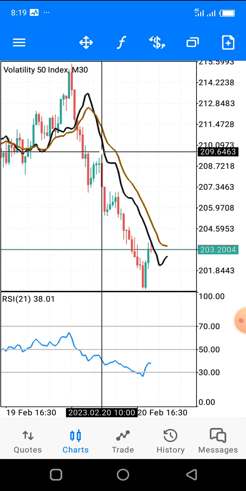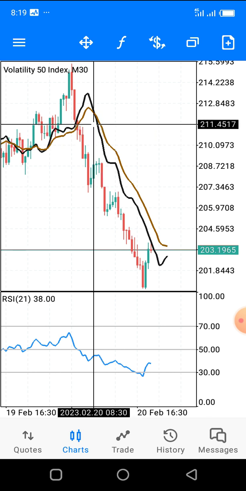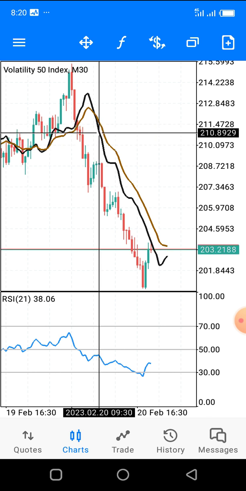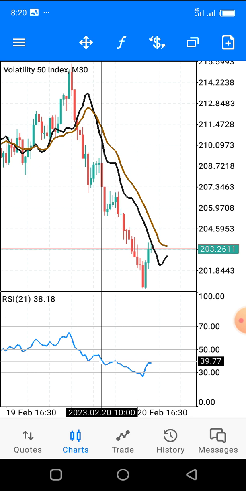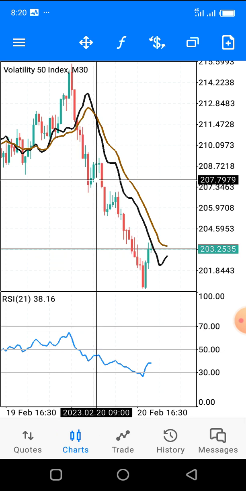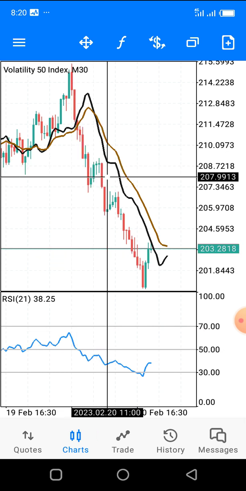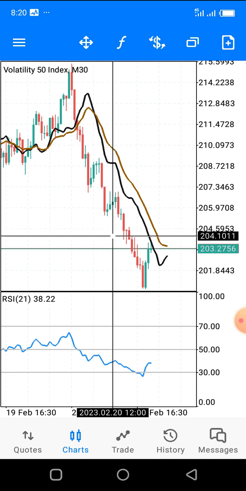Look, this crossover happened here. This is the 30 minutes time frame. The crossover happened here, and when it did, look at the RSI. It is already below 50. And look how this market fell. Look at money. This is money. The market fell for how many pips?